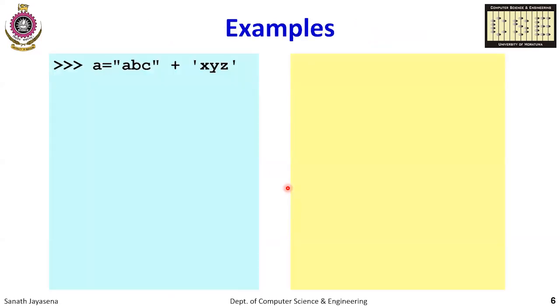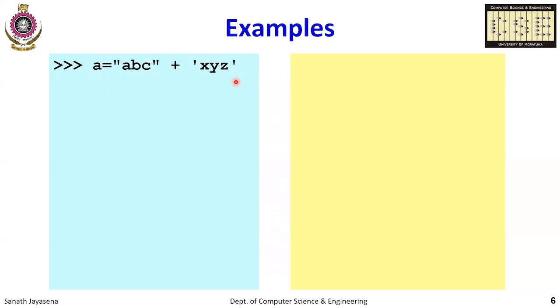Let's take a few examples. I am showing you an interactive session on the Python shell, or Python interpreter. You can see the three greater than sign symbols indicate that I am working with a Python shell. So if I give this statement, this is a valid Python statement. It says A equals string ABC. Double quotation is one way to indicate a string, and plus XYZ, another string, which is in single quotation.